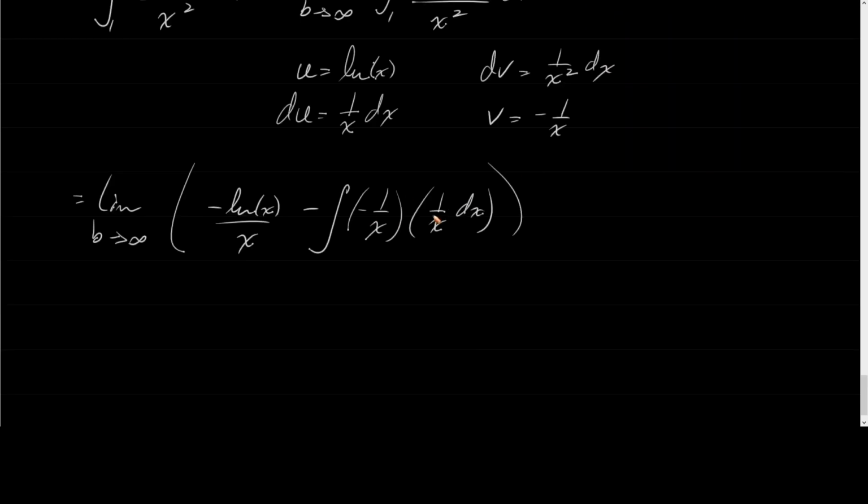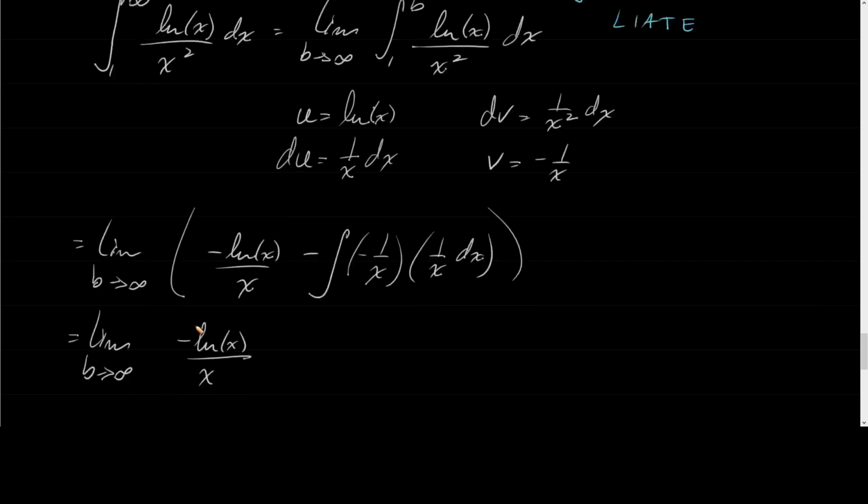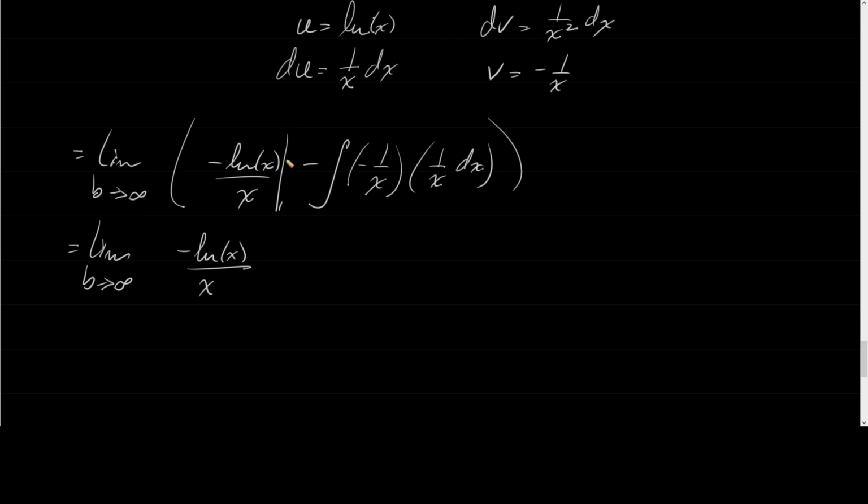So let's just rewrite that a little bit nicer. We get here the limit as b goes to infinity of negative ln of x over x. Oh, and by the way, what were our bounds? From 1 to b. So this is from 1 to b. All right, so now this negative can be pulled to the outside, so I have plus the integral from 1 to b of 1 over x squared.